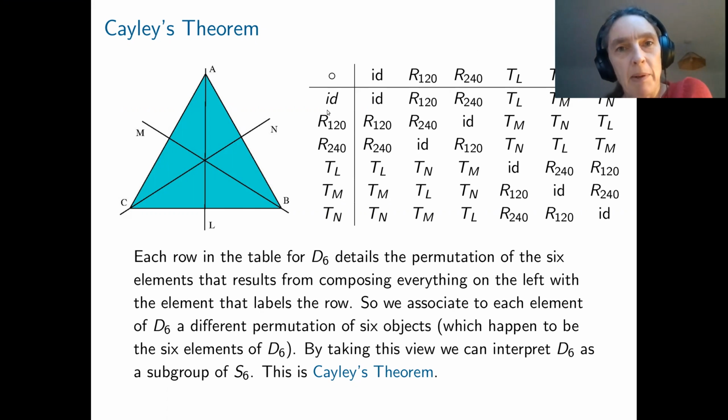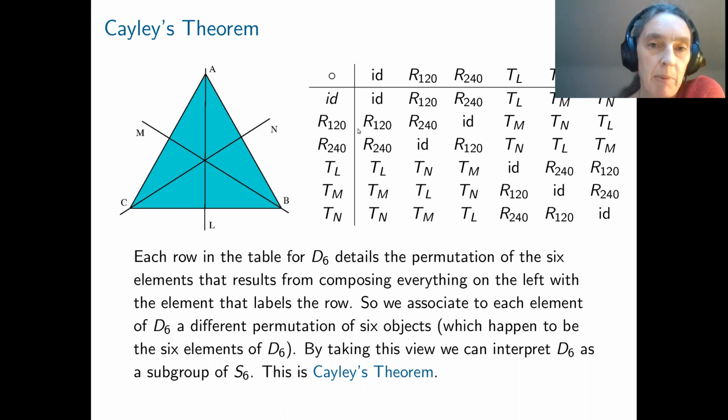Well, if we look at the table here for D6, and if we just imagine that the natural ordering, or the default home ordering, of the 6 elements of D6 is to write the identity first, then the rotations through 120 and 240, and then the 3 reflections in the order TL, TM, TN. There's no particularly good reason to choose this ordering. I guess it makes sense to put the identity first, maybe the rotations after that, but this is a choice we make, which we call our natural ordering of the 6 elements of D6.